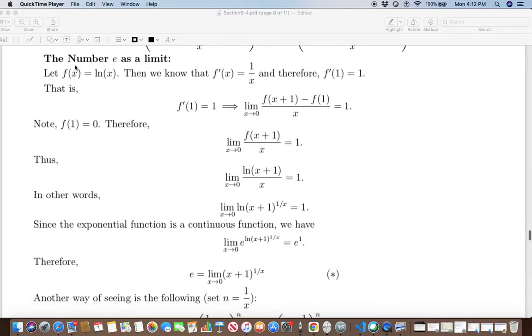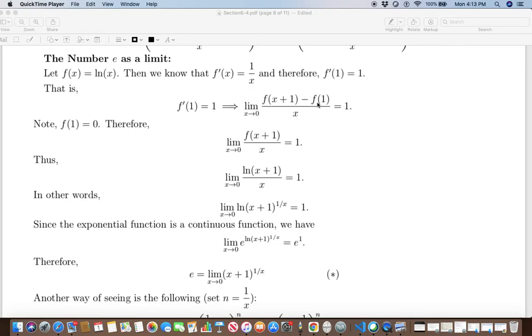Now, let's define the number e as a limit. Let f(x) equal natural log x. Then we know that the derivative is 1 by x. So when x is 1, the derivative is 1. That is, f prime of 1 is 1. But what is f prime at 1? By definition, it is the limit as x goes to 0 of f(x plus 1) minus f(1) over x. That's what the derivative definition is by limit. This limit equals 1.